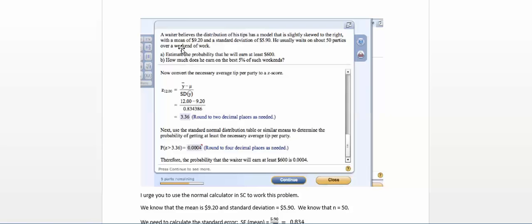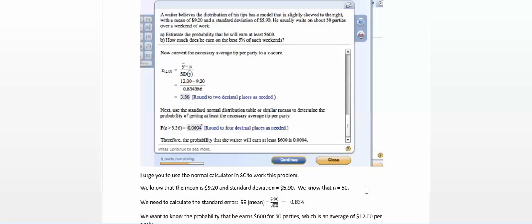So what did they tell us here? They told us the mean was 920, and the standard deviation is 590, and he usually waits on 50 parties over the weekend. We want to estimate the probability he'll earn at least $600. If I take 600 and divide by the 50 parties, then we know that's about an average of $12 per party, which is what they used in the calculation here.